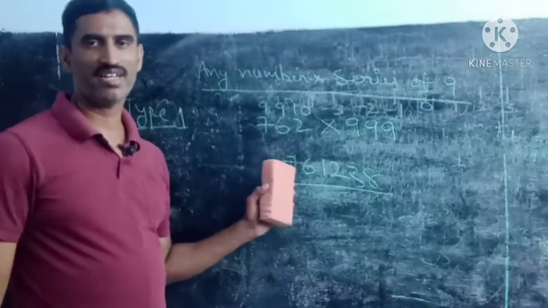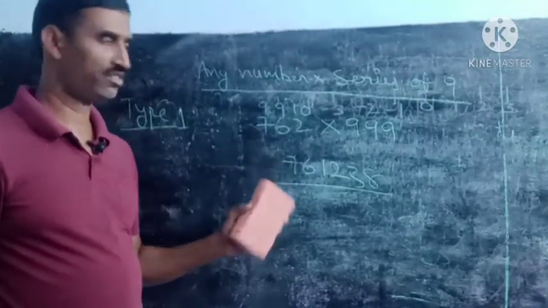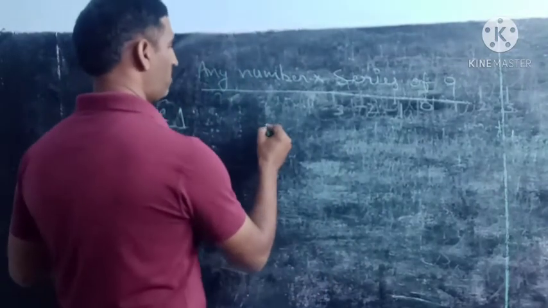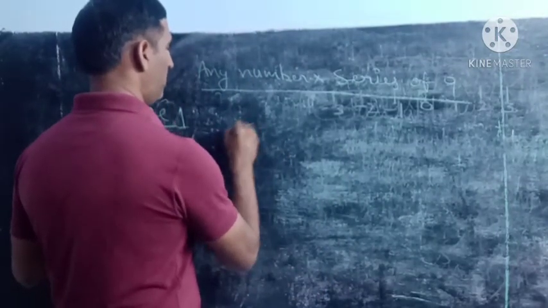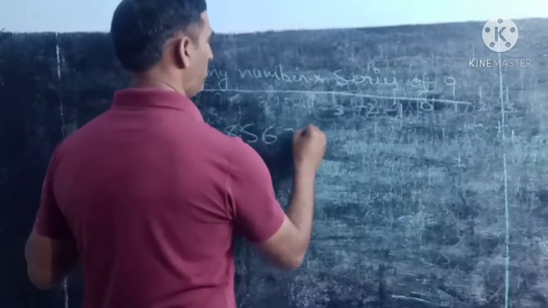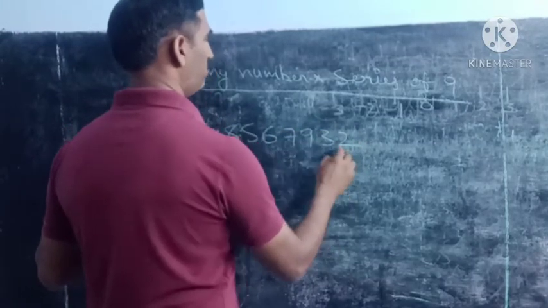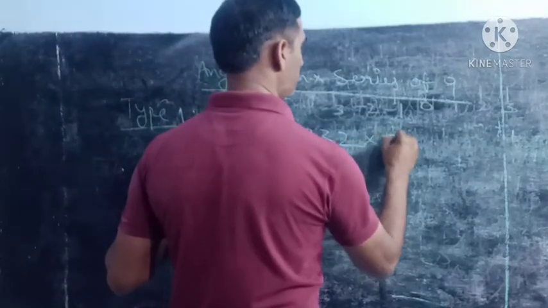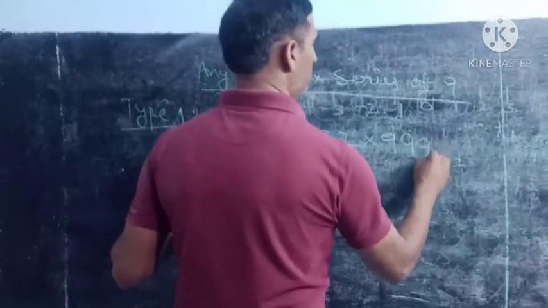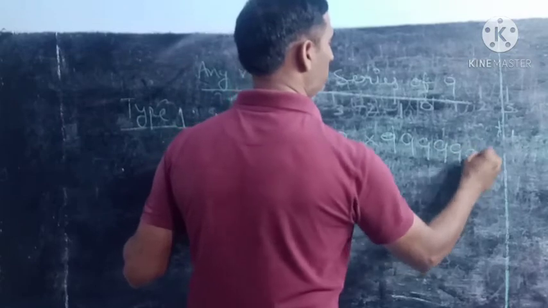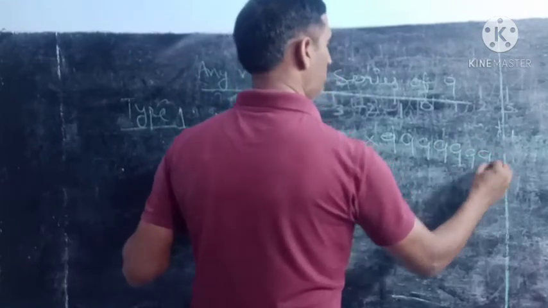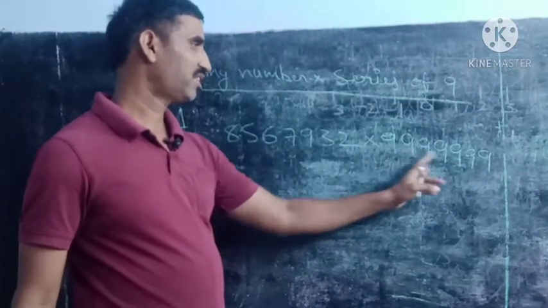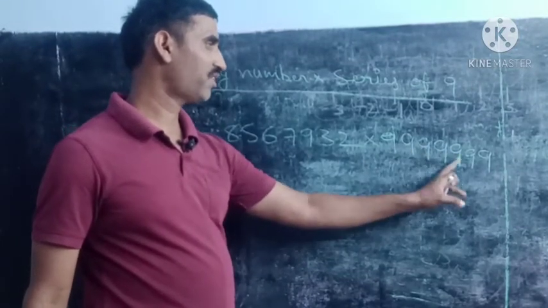Now I am going to give 3 problems, you can do them on your own. Okay. So one more: 8567932. Count 1, 2, 3, 4, 5, 6, 7. So you write 7 nines. 7 nines I have written: 8567932 times 7 nines.